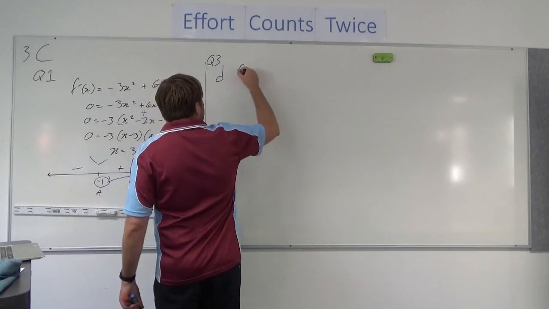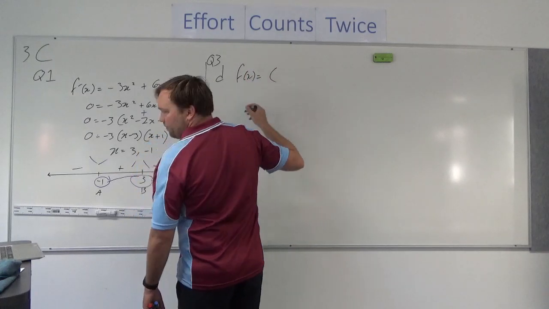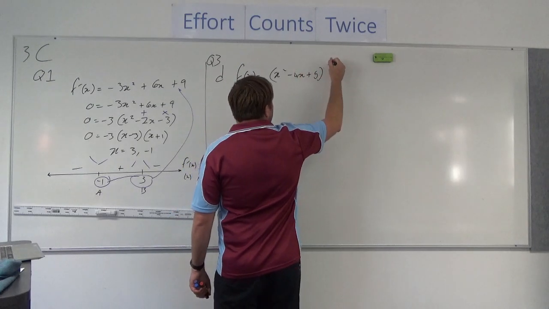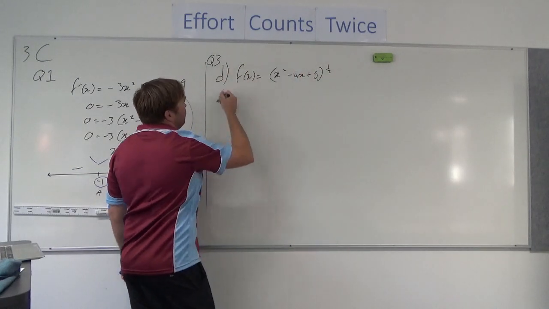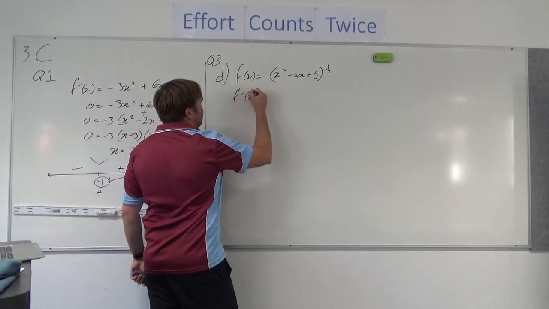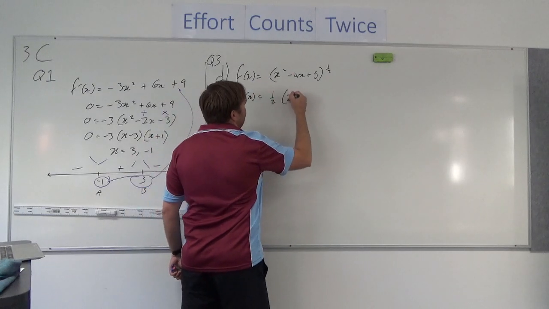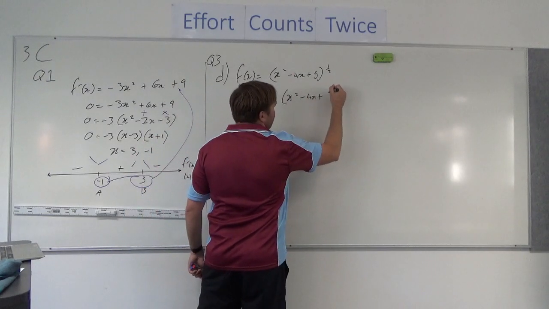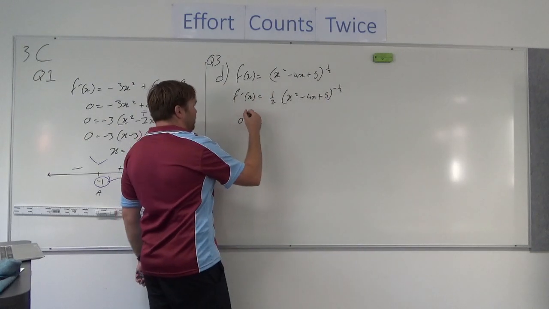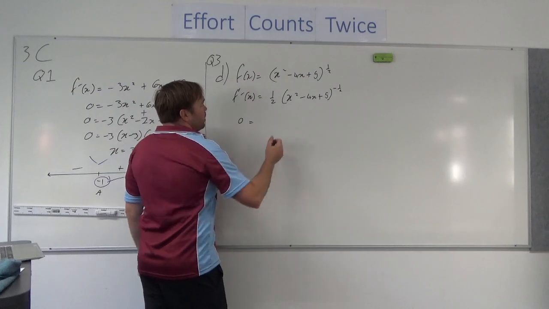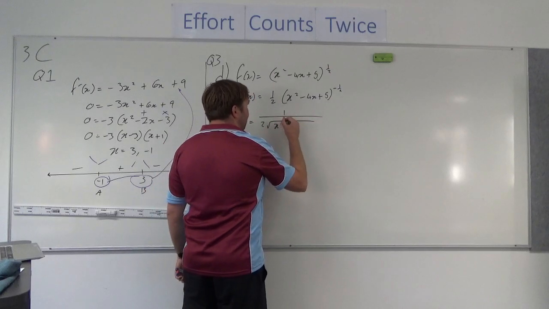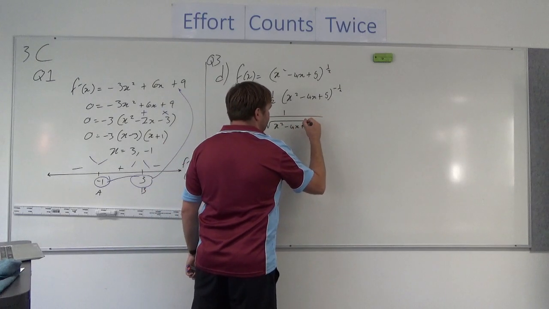If we're looking at f of x is equal to (x squared take 4x plus 5) to the half, we want to find its first derivative, create a sign diagram. So f'(x) is equal to a half bracket (x squared minus 4x plus 5) to the minus a half. And we're setting that equal to 0. So 0 equals 1 over 2 root (x squared minus 4x plus 5).